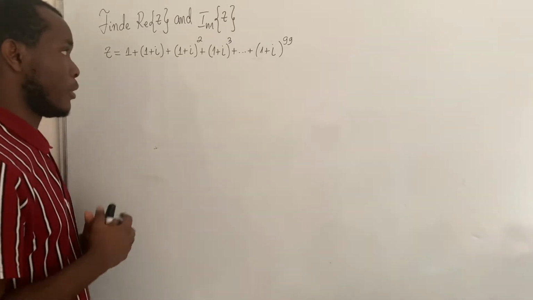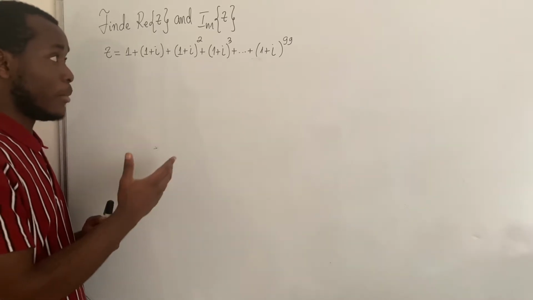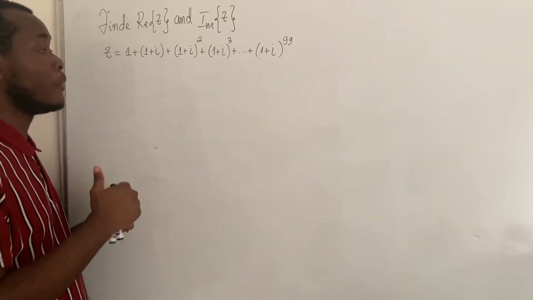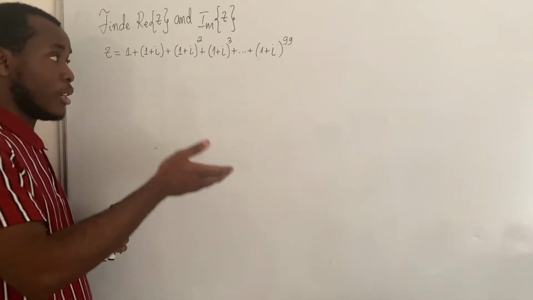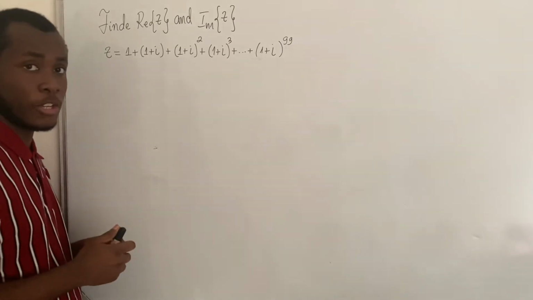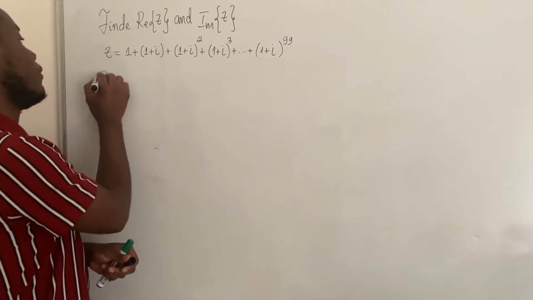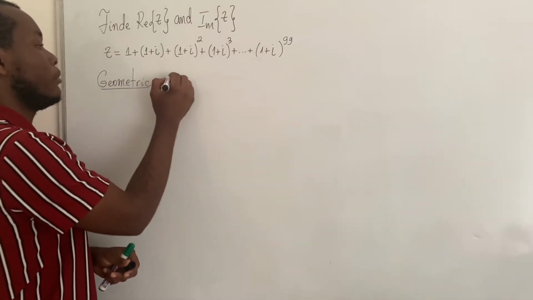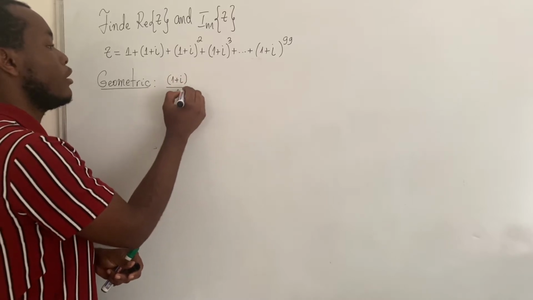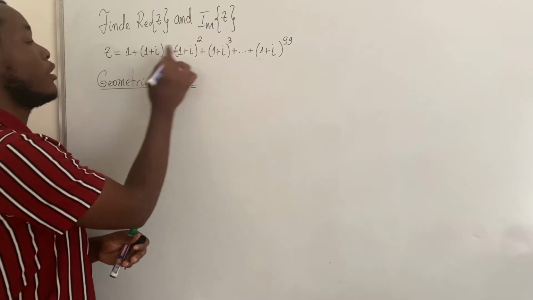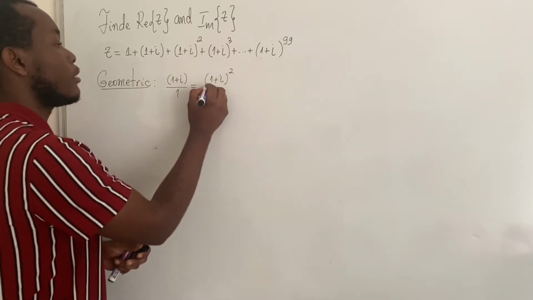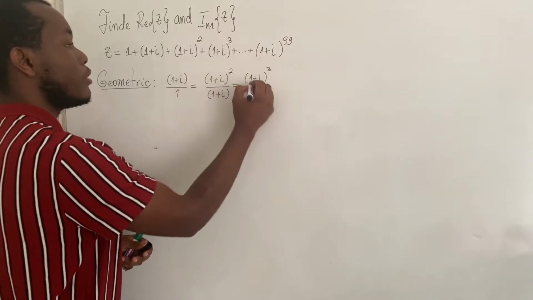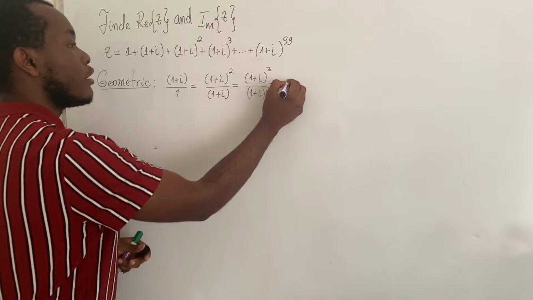So having this sequence, we have to check if it's arithmetic or geometric. It's arithmetic if the difference between the next term and the previous term is constant, and it's geometric if the ratio between the next term and the previous term is constant throughout the sequence. So if we check if it's geometric, then we have to divide the next term by the first term. We have to check if it's the same as this one divided by this one. And we can check if it's constant.